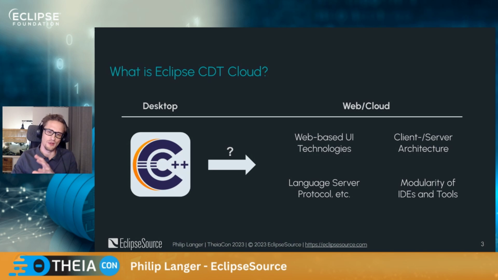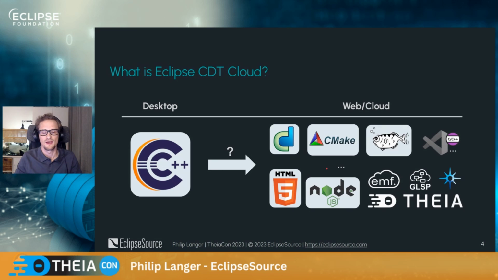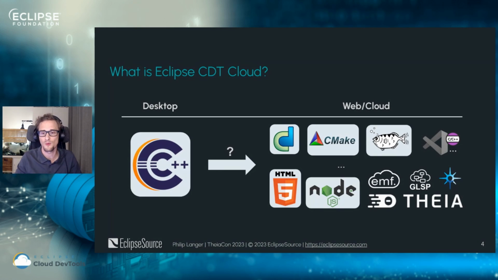When you now plan to build a web-based C, C++ tool, there are, of course, a lot of technologies already available that you can have a look at. For instance, ClangD as a language server, you can still use GDB, use CMake, and of course, there is VS Code with a lot of C and C++ support, some of it proprietary, and there are a couple of base technologies like HTML5, Theia, and so on that you can use.